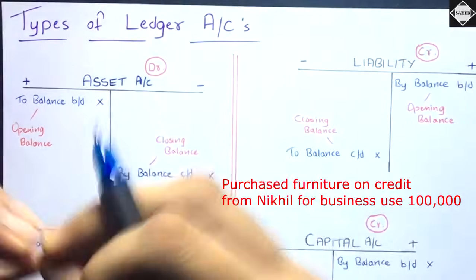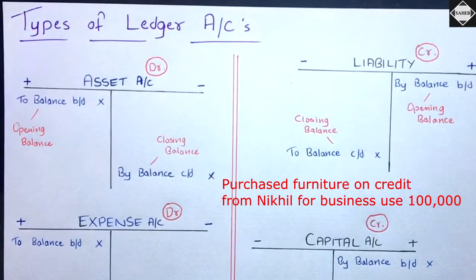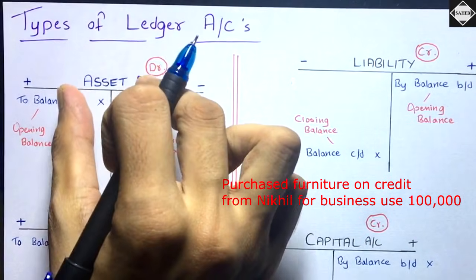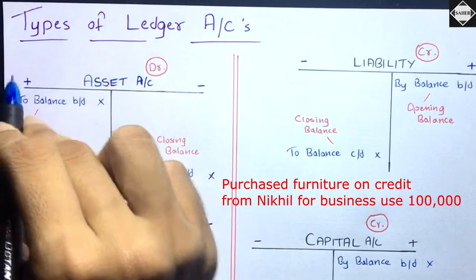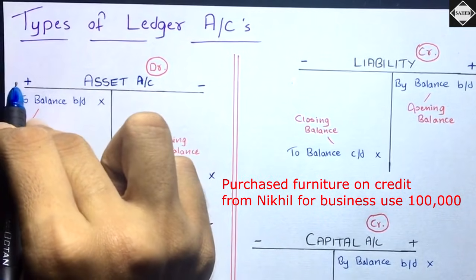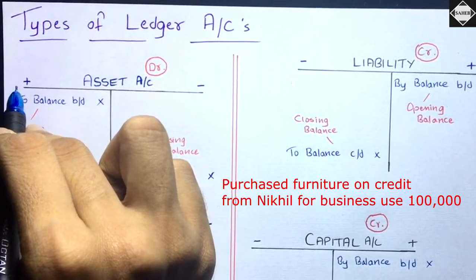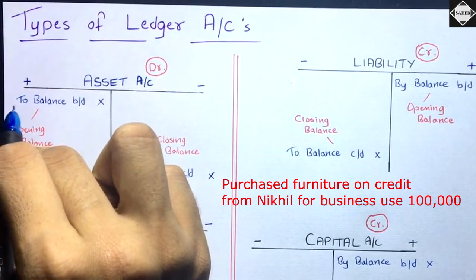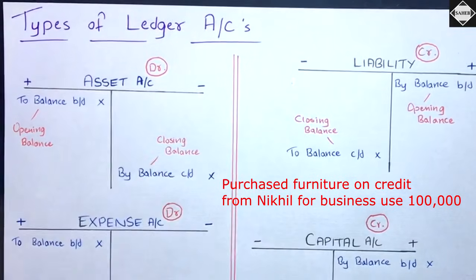You have got the furniture from Nikhil. You have purchased on credit, and you haven't paid any money to Nikhil. So in the furniture account, what are you going to do? You're receiving the furniture, the asset is increasing. So furniture account debit. You will go to the debit side, furniture account debit. Why is your furniture account increasing? Because you have got it from Nikhil. So on the debit side, you will write To Nikhil account, and you will write the amount, for example, let's say 1 lakh. Like that, you have to do it.